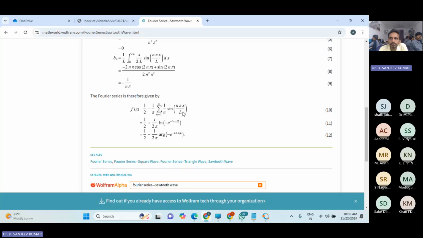So f of x is 1 by 2 minus 1 by pi sum over n is equal to 1 to infinity 1 by n sin n pi x by L. So I consider only functional form dependency. So here 1 by 2 minus sum over 1 by n sin n pi x by L. Sum includes all terms, both even and odd terms. N takes values from 1 to infinity.